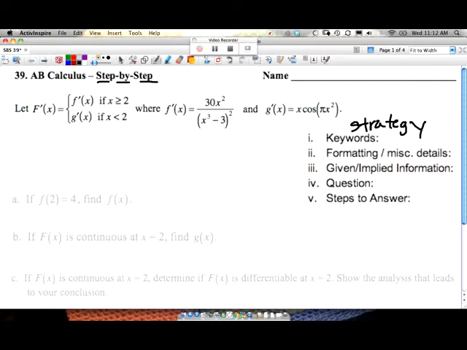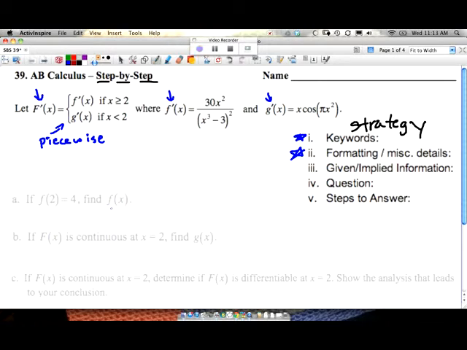Let's start with keywords. So what kind of keywords do we see in here? Well, there's not a ton of keywords, but it's almost more of a formatting and miscellaneous detail. The idea that this is G prime, little f prime, and capital F prime. And also the idea that this is a piecewise function. Those are all important pieces of information that will help us work our way through that.